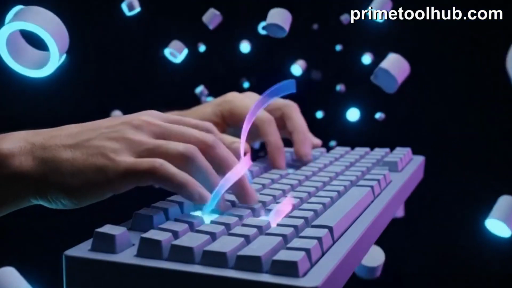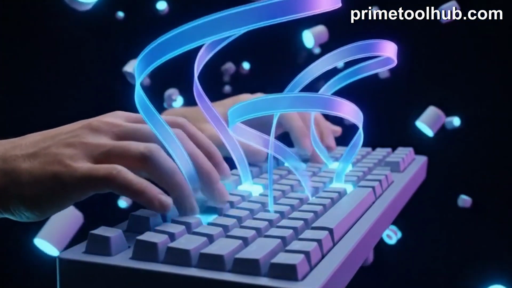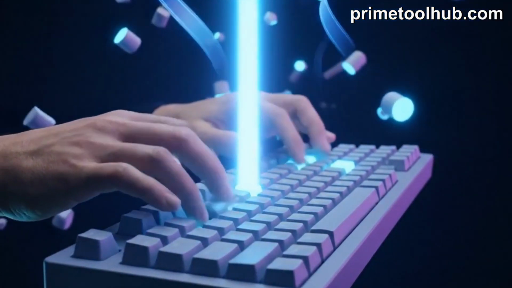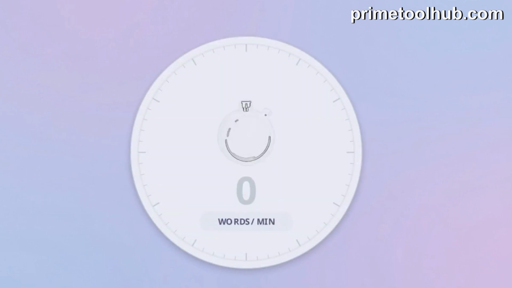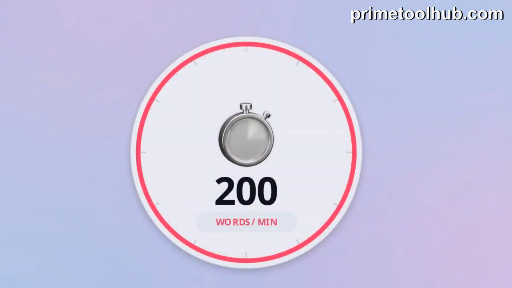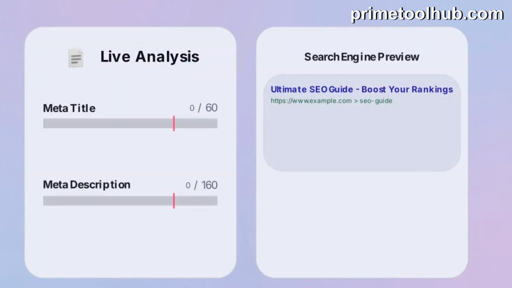As soon as you start typing, the interface tracks your exact progress. It calculates your total words, counts your sentences, and generates an estimated reading time based on a standard 200 word per minute pace. This animated diagram shows why exact numbers matter for digital marketing.